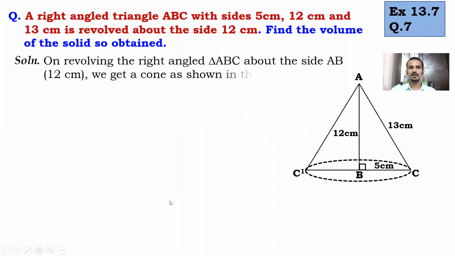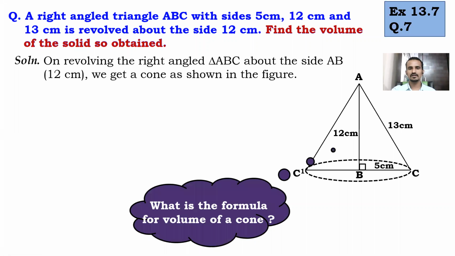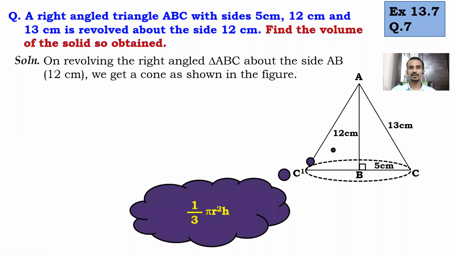So first, on revolving the right triangle ABC about the side AB, that is 12 centimeter, we get a cone as shown in the figure. We will write this in our answer. On revolving right angle triangle ABC about the side AB, 12 centimeter, we get a cone as you can see in the figure. Now this cone will have the radius and height, and we'll calculate the volume.